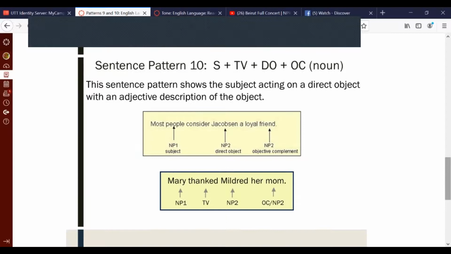We can also do it with nouns or noun phrases. Notice too that there is no verb in between the object and the object complement. So most people consider Jacobson a loyal friend, right? There's no verb in between Jacobson and a loyal friend. There's no verb between Mildred and her mom.